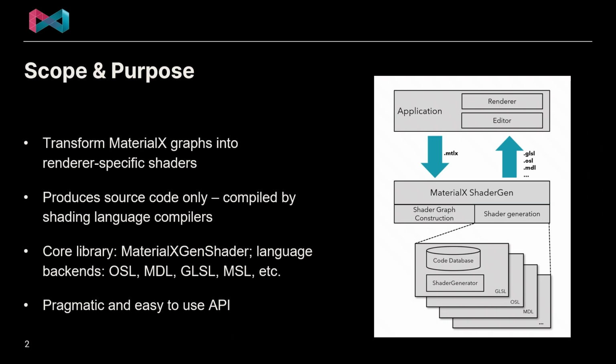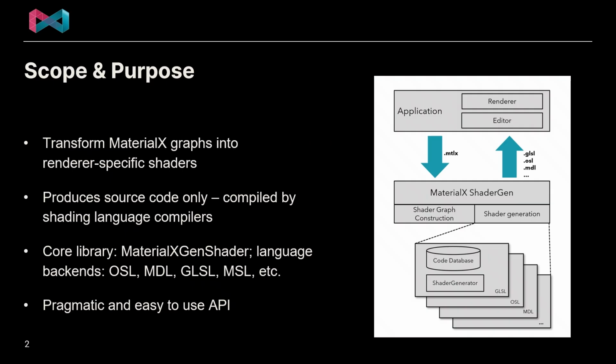The API has a core library and then separate modules for each different language backend. And we support both real-time viewports and offline production rendering. For example, we can output GLSL or MetalSL for real-time viewports, and we can output OSL or MDL for production renderers.